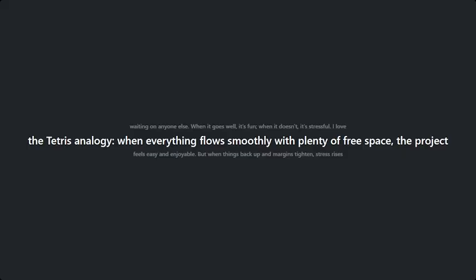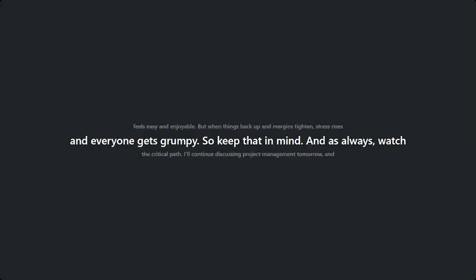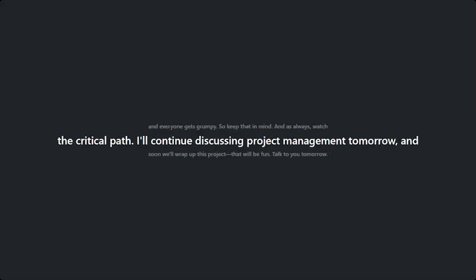And when it doesn't go well, it's stressful. I do love to use the Tetris analogy because when everything's flowing really good and you have a lot of free space, the project feels just easy and fun and good. But when things start to back up and you start to lose space and you're working in a very tight margin, that's when the stress level goes up and that's when everybody gets grumpy. So something to think about. And as always, watch the critical path.